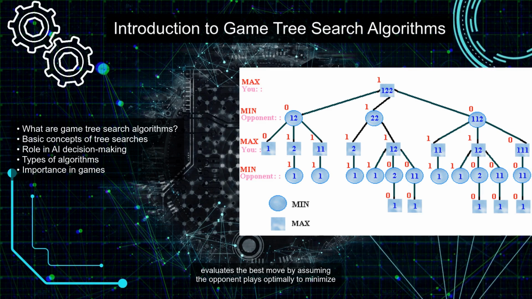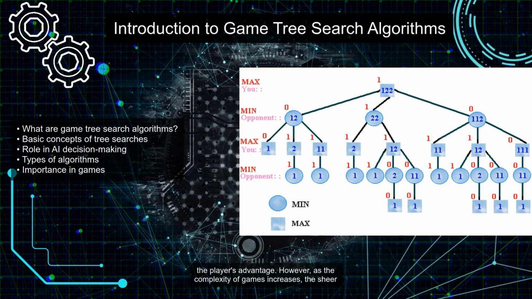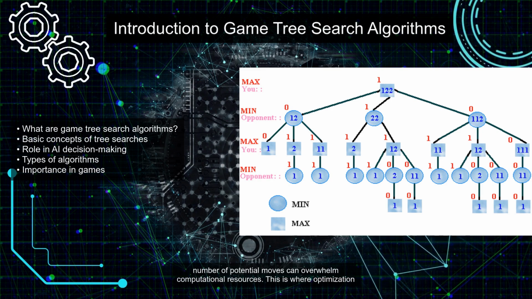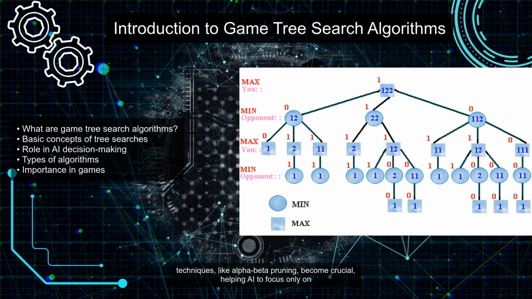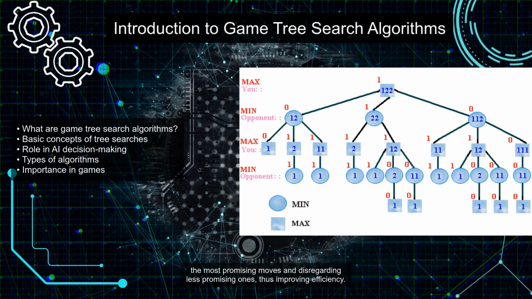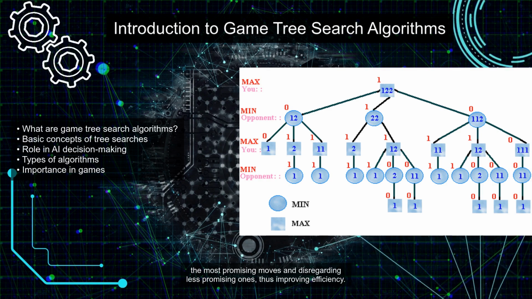However, as the complexity of games increases, the sheer number of potential moves can overwhelm computational resources. This is where optimization techniques, like alpha-beta pruning, become crucial, helping AI to focus only on the most promising moves and disregarding less promising ones, thus improving efficiency.